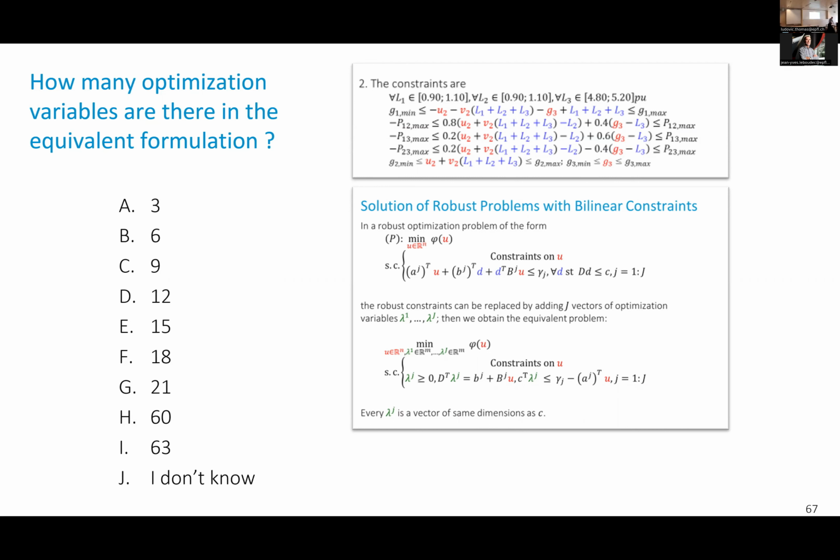Majority says H, which is wrong again. H is true. There are 60 Lagrange multipliers that are added, but you still have the 3 original variables, U1, V1, and G3. So you have, in the original problem, all the U's, which were 3, plus all the Lagrange multipliers.